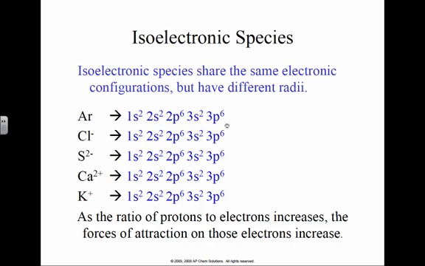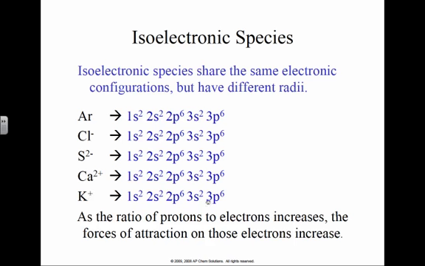What does that mean? They all have the same electron configuration. Argon is 1s2, 2s2, 2p6, 3s2, 3p6. Chloride is 3s2, 3p5, but since it's -1, you added another electron, so it's 3p6. Sulfur is normally 3s2, 3p4. You added 2 electrons, so it's 3p6. Calcium is usually 3s2, 3p6, 4s2, but you lost 2 electrons, so 3p6. Potassium is usually 4s1, lost 1 electron, 3p6.